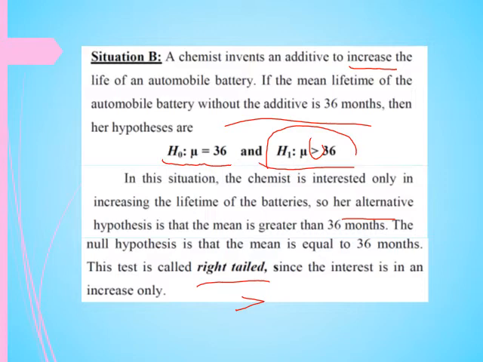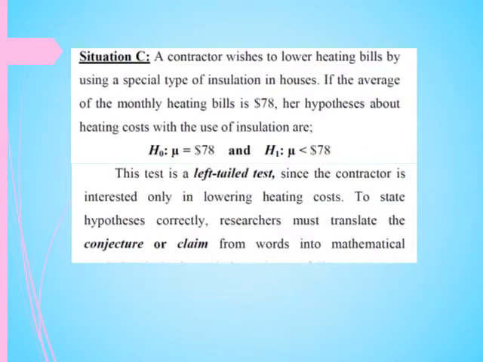So this is called a right-tailed test, and also a one-tail test. This is for situation B. Let's move to another situation, which is situation C.